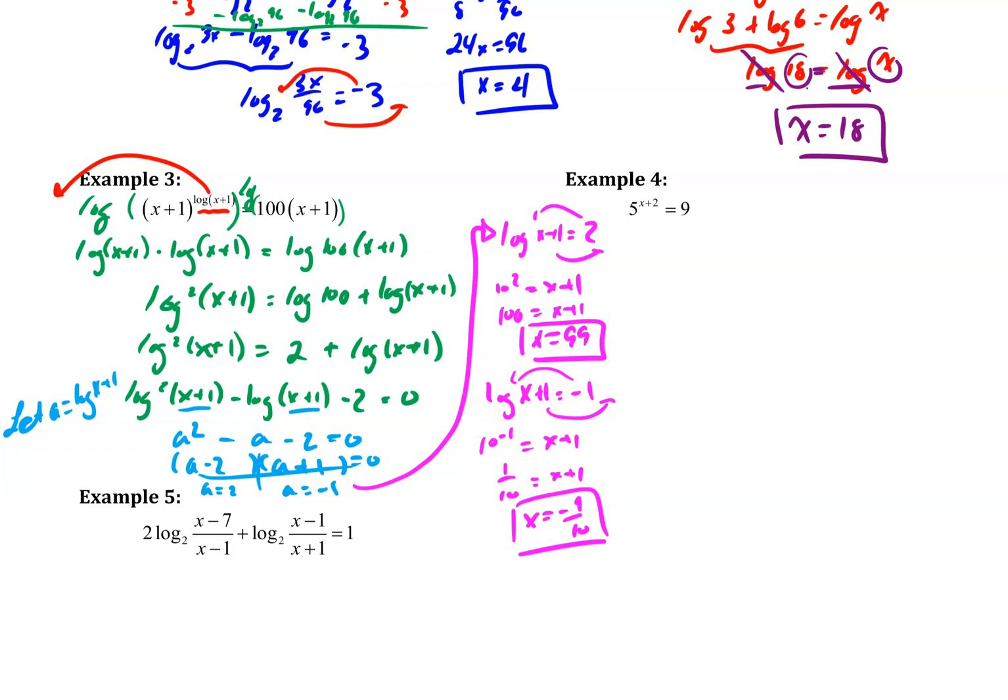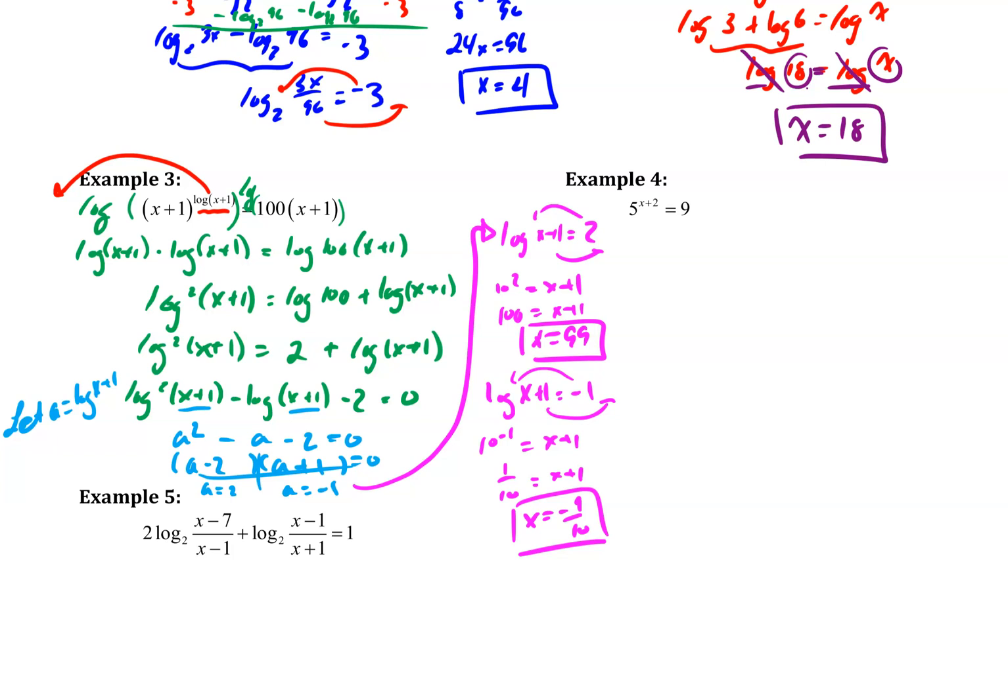All right, let's look at another one. Example number 4. Let's see. In this case, at this stage, I've got nothing to do here. I can't solve this right now. I can't use any of my exponent rules or shortcuts for trying to solve an exponent equation.